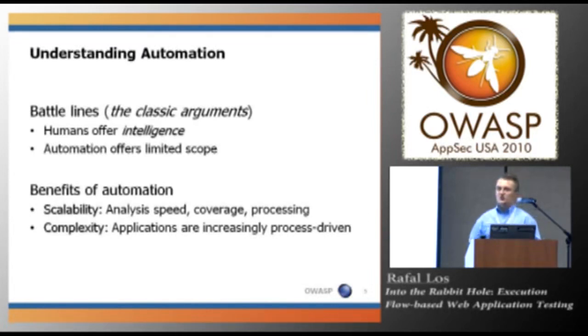Automation can scale to complexity levels and scalability levels, processing levels that you just can't. You can't scale people the way you can scale processing power. And complexity: applications are increasingly process-driven. If you look at the way applications used to behave, back in '95, '96 when we first started building web apps, it used to be very simple, right? HTML, you could write a web app or a website in Notepad.